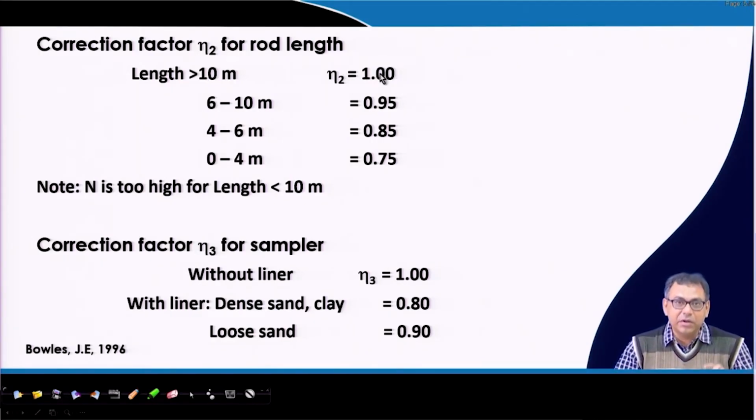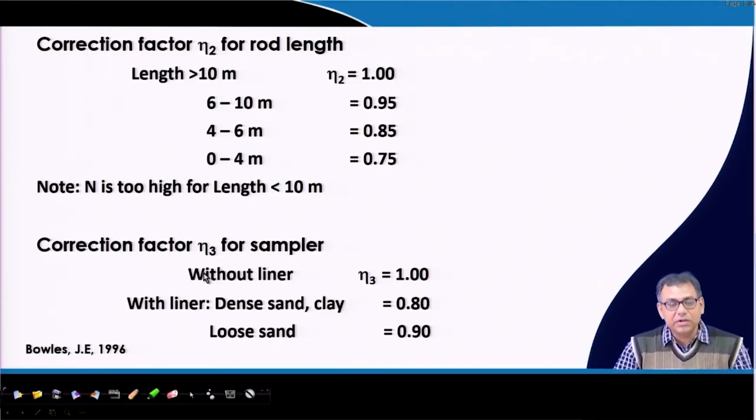But it is not always possible to use more than 10 meters. So, if you use less than 10, then you have to apply the corrections, and as I mentioned, less than 10 will give you a higher N value. So, the correction factor will be less than 1. So, these are the correction factors for different rod lengths.